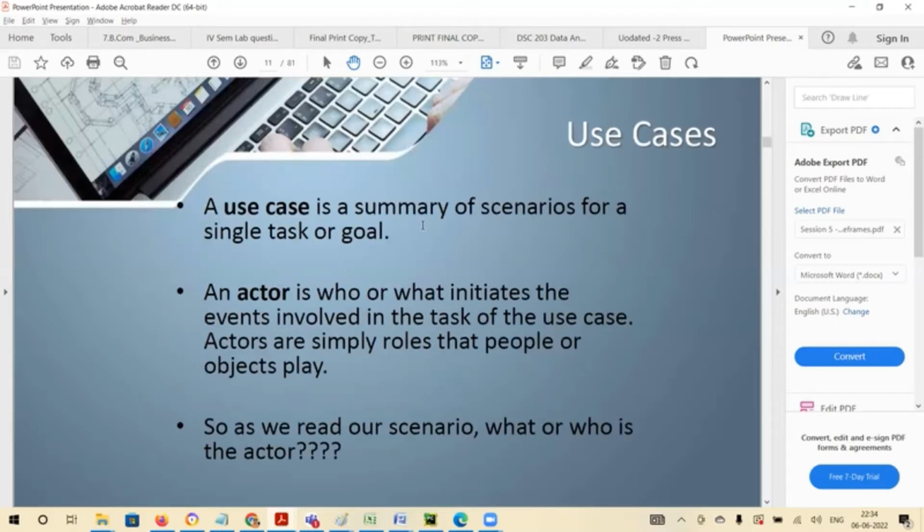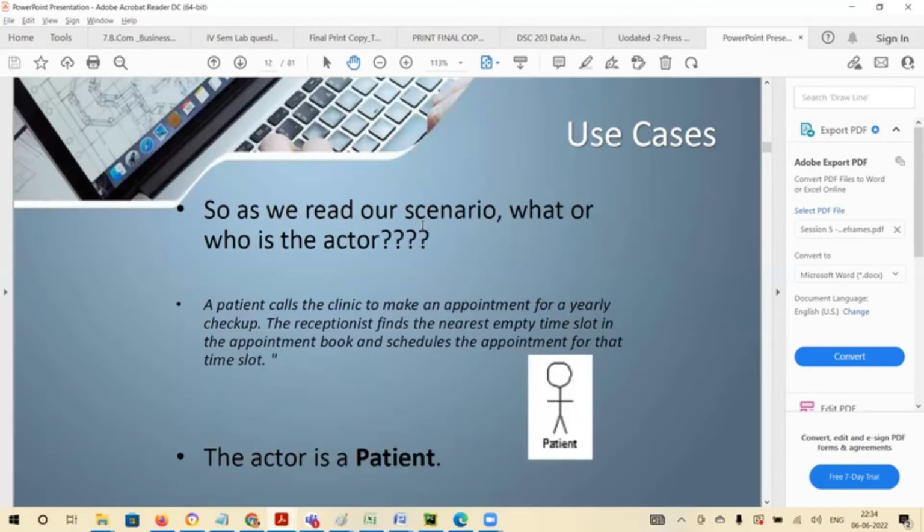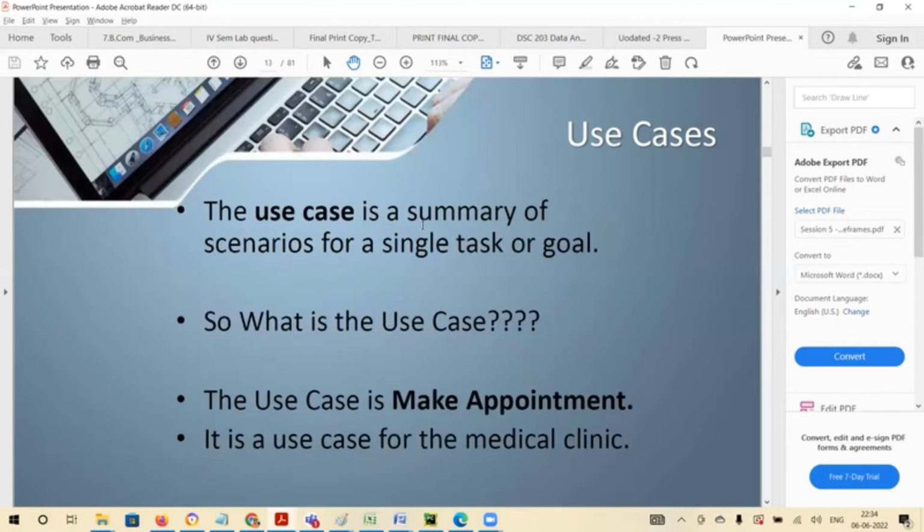So a use case is a summary of scenarios for a single task or goal. An actor is who or what initiates the events involved in the task of the use case. So who's the actor? The patient is the actor here, so you write patient. And then the use case. A use case is a summary of the scenario. So what we read was the scenario, when you write the story.